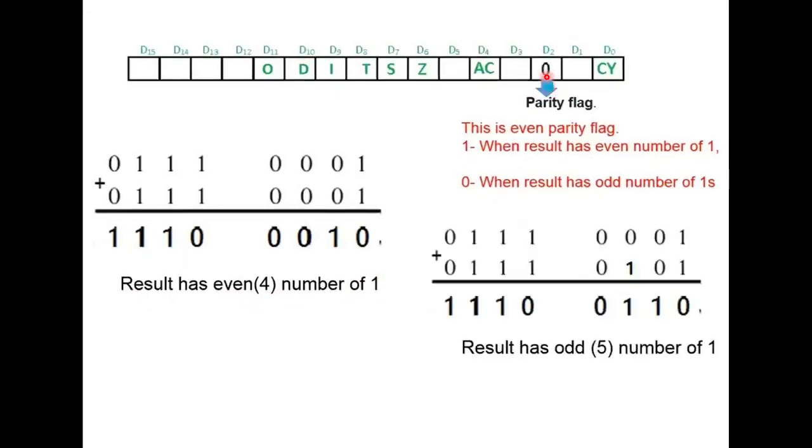Right? Next example. Here also I am performing the addition operation and I have taken two 8-bit data. After performing the addition operation, this is my result. Just count the number of ones in the result. 1, 2, 3, 4, 5. So I have 5 ones in the result. 5 is an odd number. So your parity flag is indicating the number of ones in the result is an odd number, so your parity flag is reset. Okay, I hope you understand what is parity flag. If the parity flag is set, then the result has an even number of ones. If the parity flag is 0, then it indicates the result has an odd number of ones.